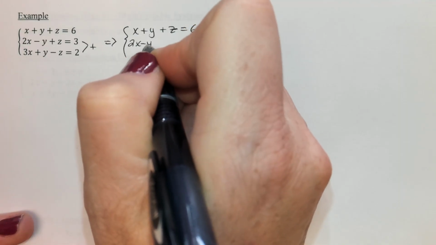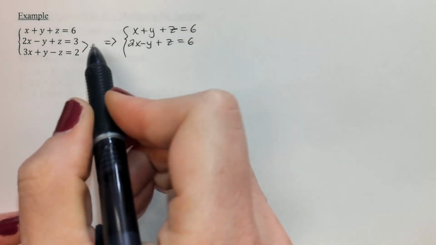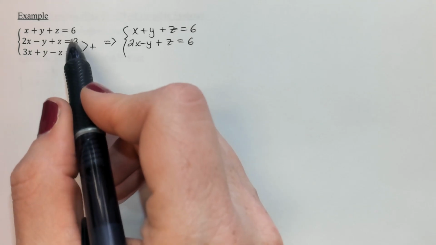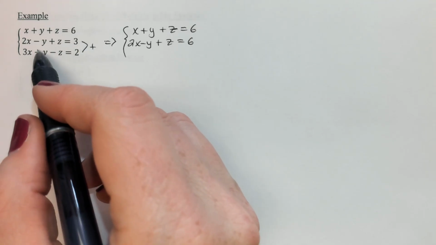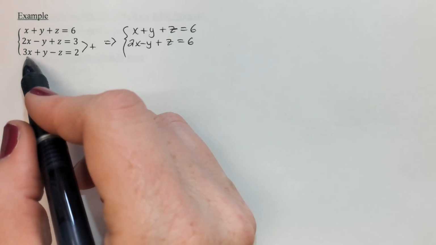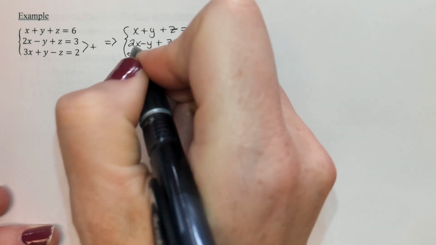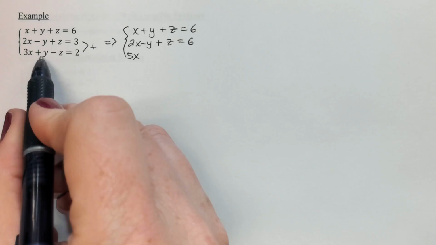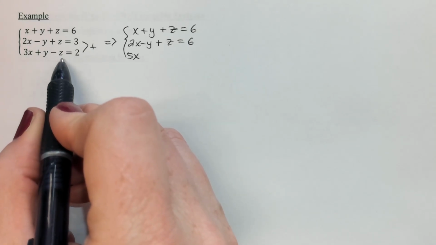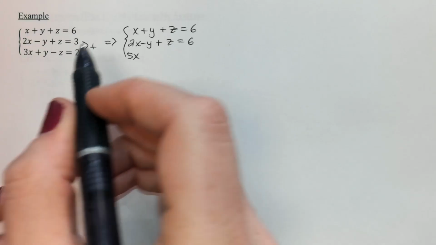So 2x minus y plus z equals 3. Now when you add 2 equations together, you replace the second one, or the bottom equation. So the fact that I'm adding these 2 together means that I'm going to replace the third equation. So 2x plus 3x is 5x. Negative y plus y is 0 y's. And plus z minus z is also 0 z's. So that was kind of nice. And then 3 plus 2 equals 5.